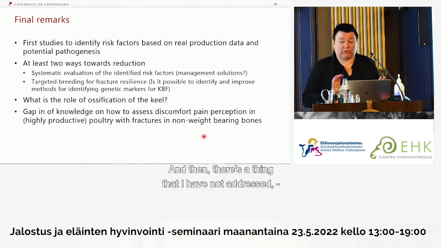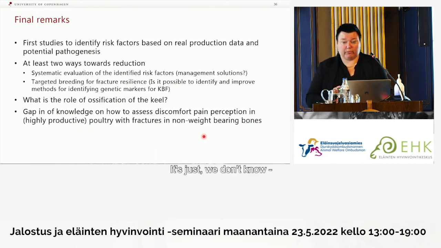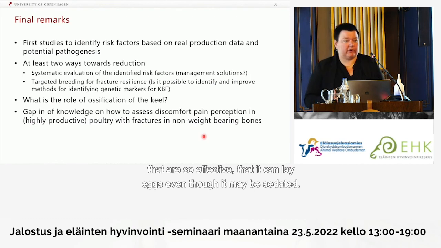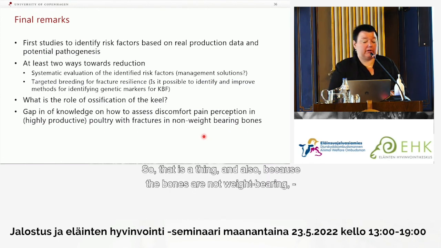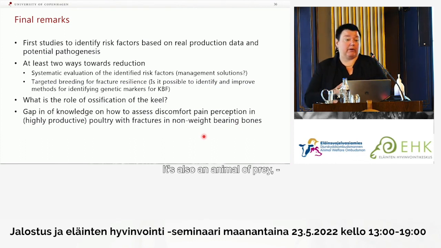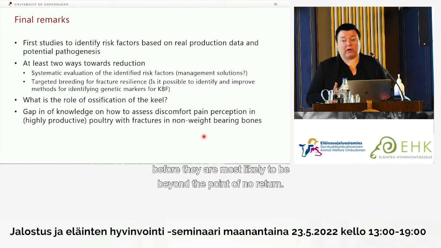And then there is a thing that I have not addressed, and that is not because I don't want to address it, it's just that we don't know how to assess discomfort or pain in a bird that is so effective that it can lay eggs even though it may be sedated. That is a thing, and also because the bones are not weight bearing, so it's really hard to assess. It's also an animal of prey, so they don't show signs of weakness before they are most likely beyond the point of no return.